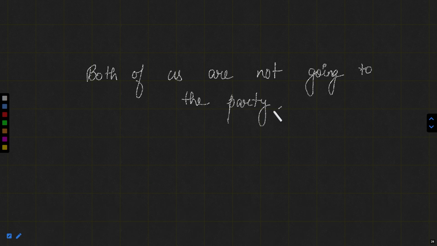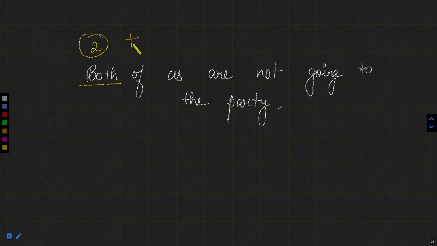Now, is this sentence correct? Just think yourself. Is this sentence correct? No, not at all. The sentence is incorrect. How? Because we are talking about the word both, and both is used only for two people. And we are saying not going? How is it possible? Both is used only in positive sense, not in negative senses at all.